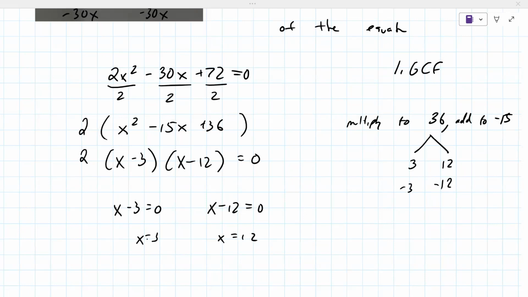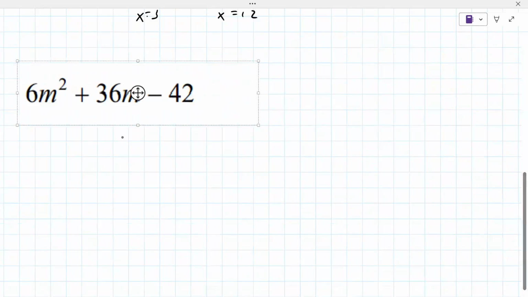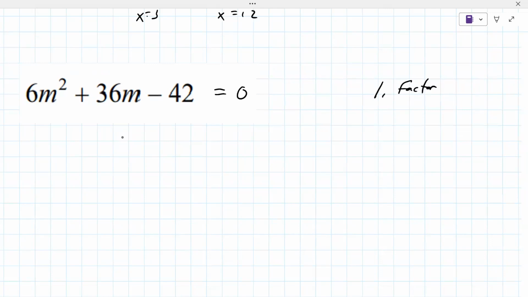All right, so here's one for you to try. It's the same thing here, just different letters. We're going to set this equal to 0. You first want to factor out the GCF.